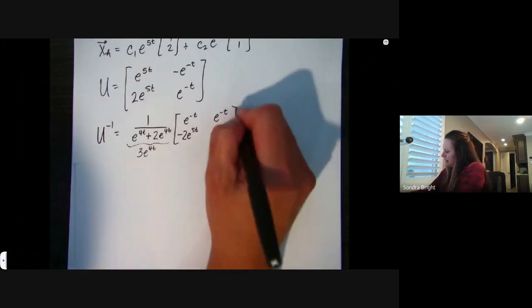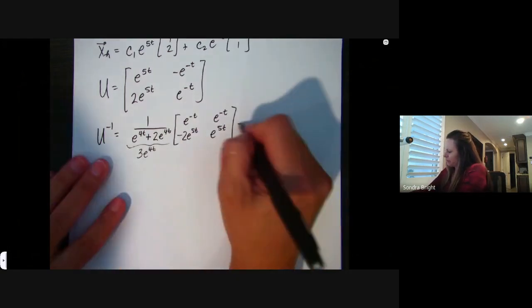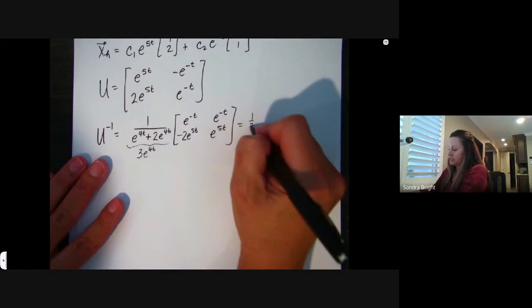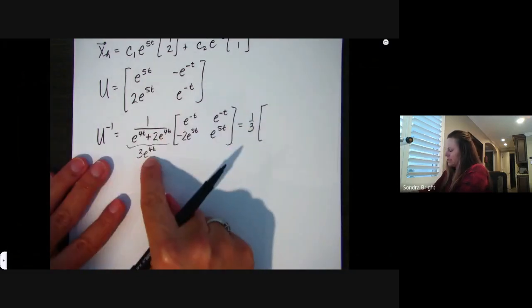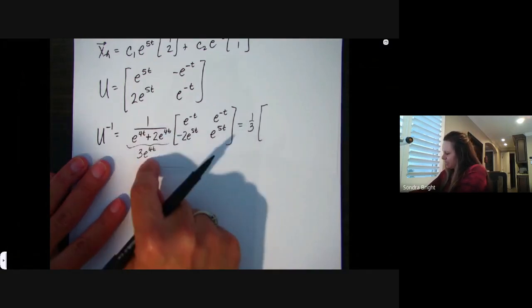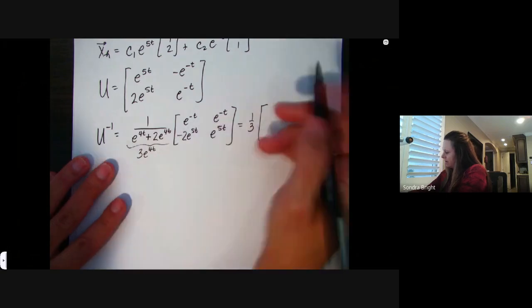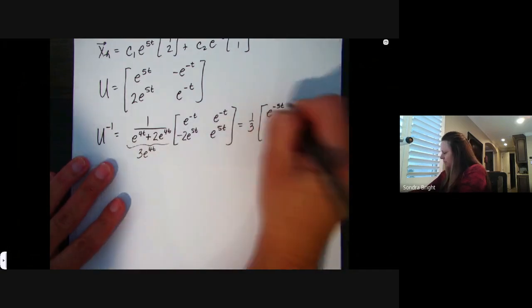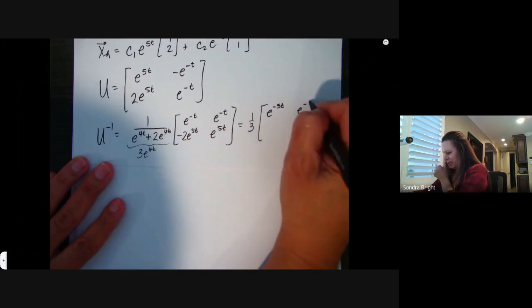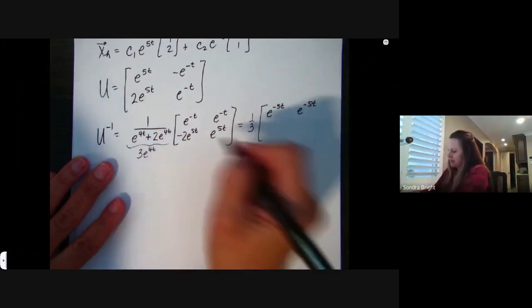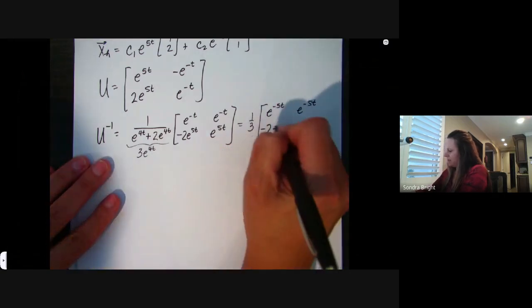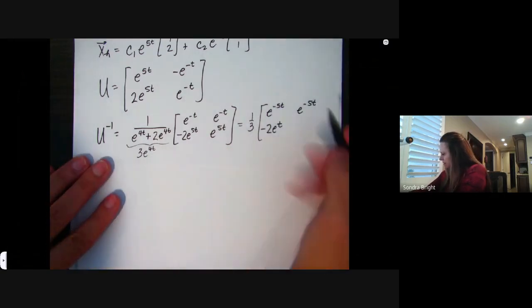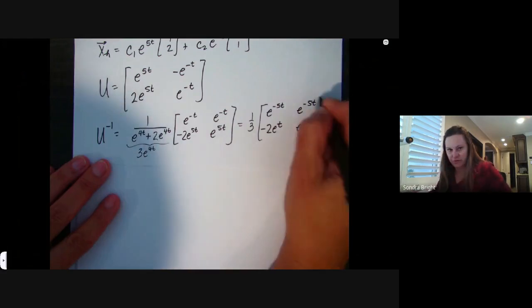And when you distribute that in, I'm going to go ahead and keep the 1/3 out front, just to be nice, but I can definitely distribute the 1 over e to the 4t. So multiplying that times e to the negative t will give me e to the negative 5t. Same thing here, e to the negative 5t. Negative 2 times e to the 5t divided by e to the 4t would be a negative 2e to the 1t, and then an e to the t. So there's your U inverse.